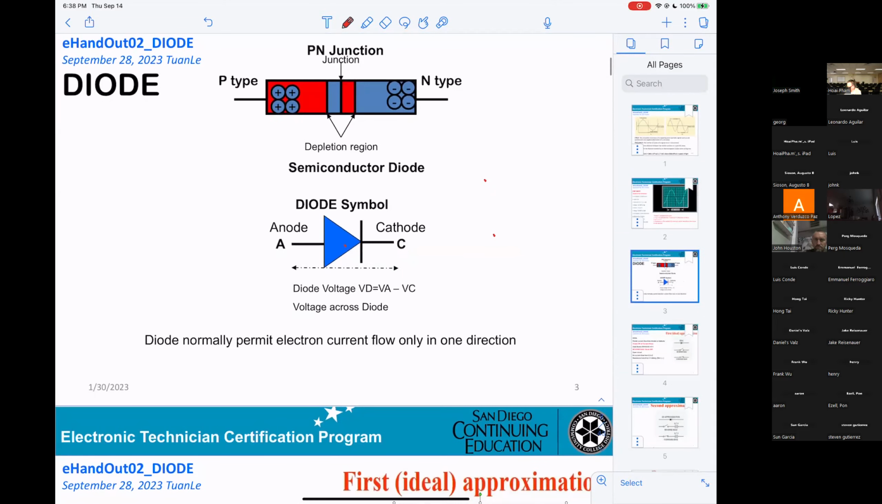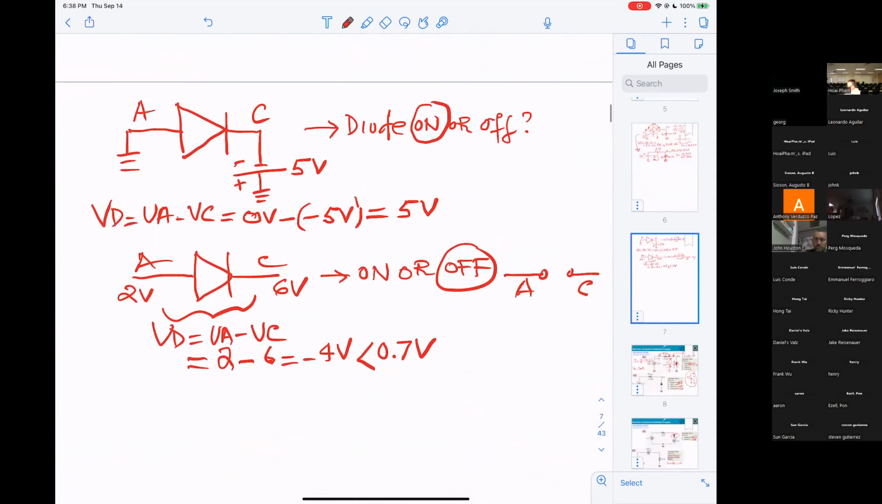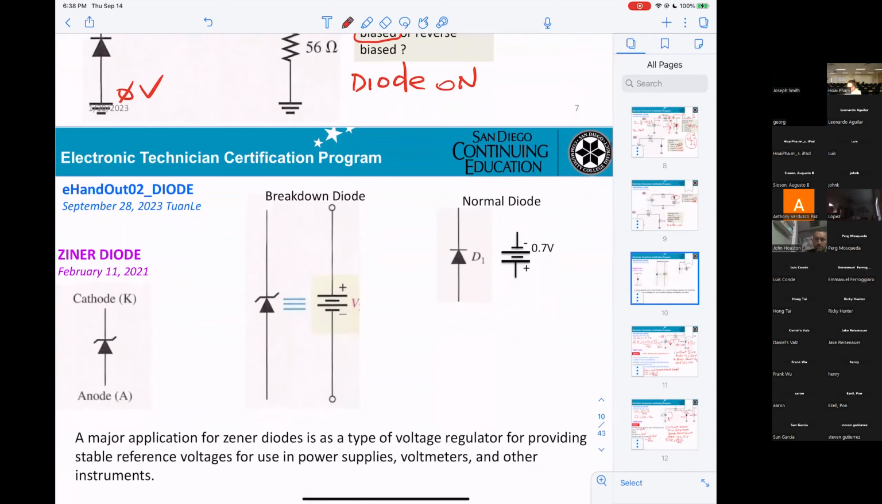You see that? Anode positive, cathode negative. Does it also apply for the Zener? Same thing. Positive, negative. That's what you can see right here. Okay, I get it now.